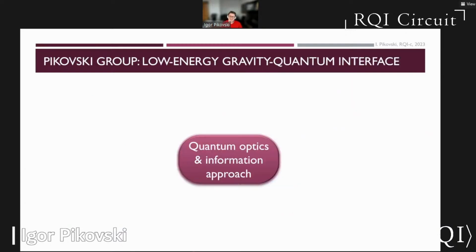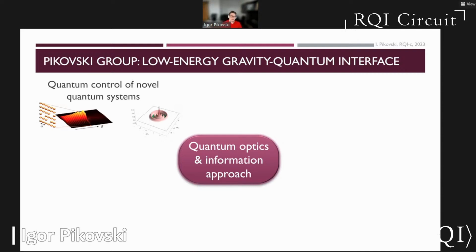And the next slide is an attempt of mine to summarize some of these different directions on one slide. We do focus on a quantum optics and quantum information approach from a theory perspective. There are different questions that one can ask. One, in general not related to gravity per se, is the quantum control of novel quantum systems. So the question of what kind of quantum phenomena can we explore in entirely new systems, what new capabilities do such systems provide, and how can we test quantum physics at these entirely new scales?